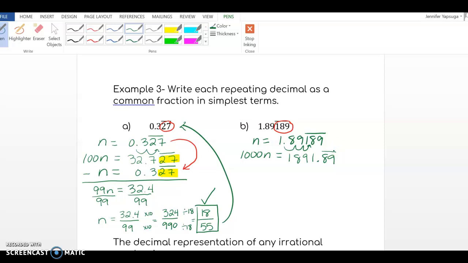Oop. Sorry, I made a little mistake here. All right, so I'm going to erase that, and I'm going to rewrite 189 outside here. Okay, so now let's take this and rewrite it underneath. So I have n equals, and again I'm going to line up my decimal points, 1.89189 with the bar over top.